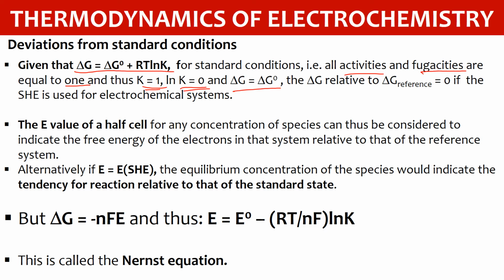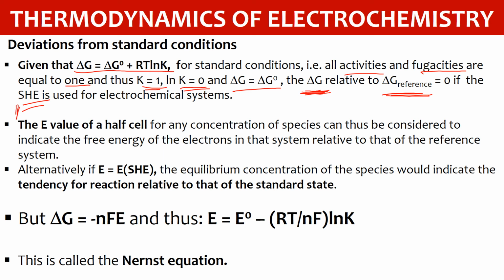So your Gibbs free energy relative to your reference must be equal to 0 if we are using a standard hydrogen electrode potential system. If you are using that for your electrochemical systems, your Gibbs free energy relative to the standard or reference electrode must be equal to 0 when you're using your SHE. What is SHE?